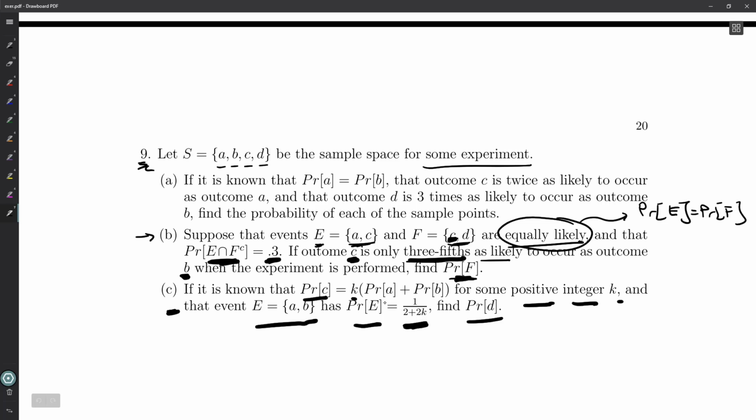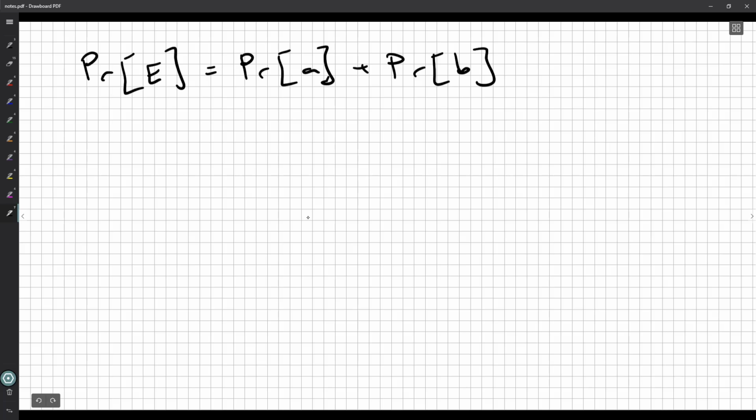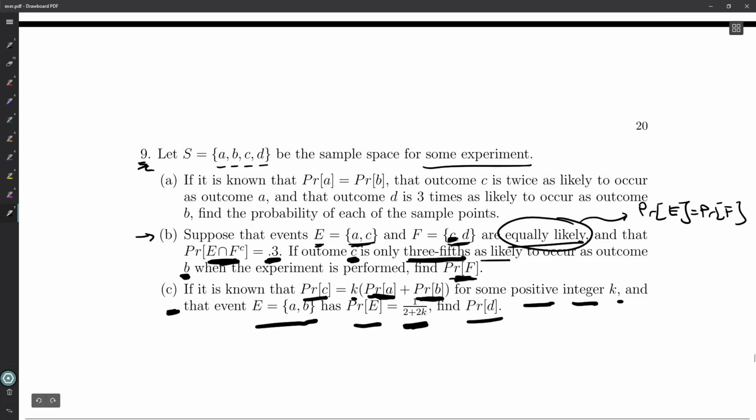So E consists of A and B. They're telling me that in the question. Now, I did already see probability of A plus probability of B somewhere in here. So that's kind of interesting. All right, and they tell me that this specifically is 1 over 2 plus 2K. That's a little bit of information I've got.